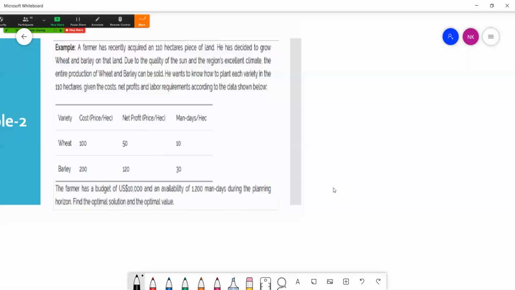Anybody can volunteer to explain this particular example. The more often you volunteer, the better it will be for you to grasp this concept of mathematical modeling. This is, I guess, the first time you are exposed to developing mathematical models.